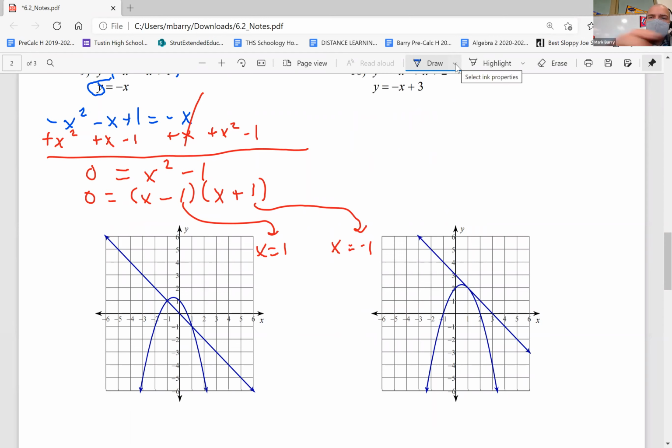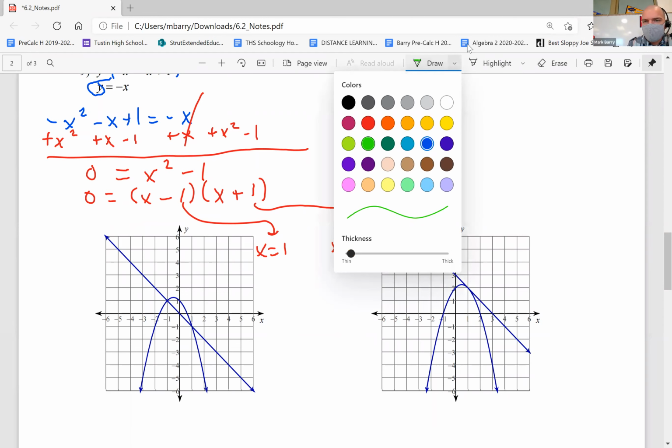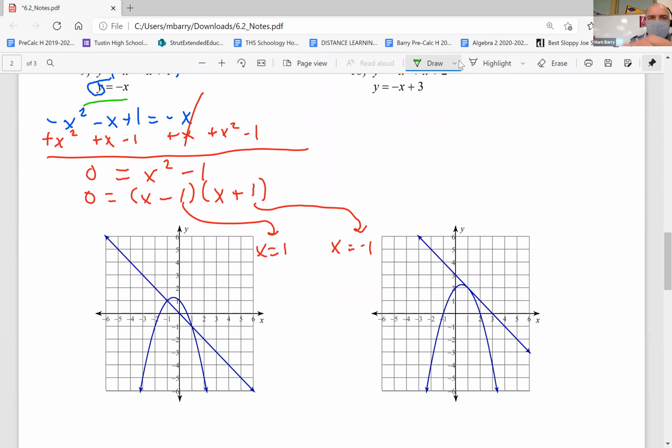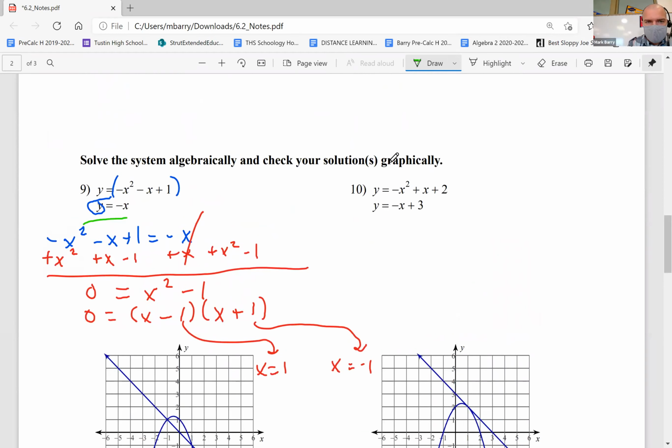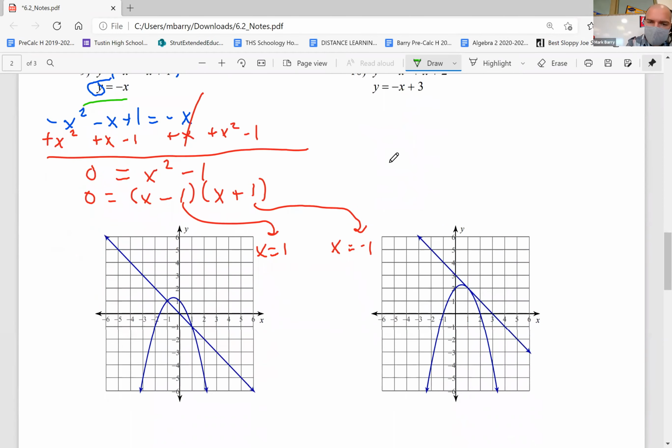Now I need to take those and plug them back into one of the original equations. I'm going to do the y equals -x because that seems a lot easier. So y equals -1. And on this one, it would be y equals -1. So this point would be 1 comma -1, and this point would be -1 comma +1.